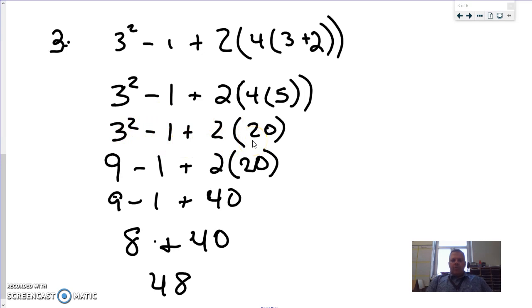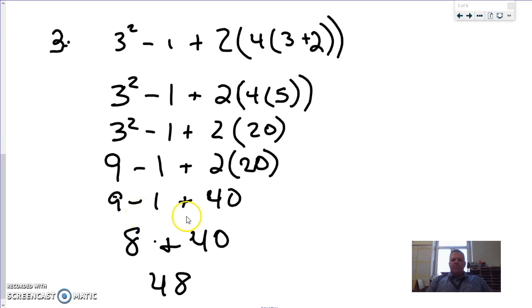After I've done my parentheses, I know that exponents are next, so we are going to take 3 to the second, which is 9, keep the rest: 9 minus 1 plus 2 times 20. This is a subtraction problem, an addition problem, and a multiplication problem, so I know that next I either multiply or divide. So I am going to take 2 times 20, and that gives me 40.